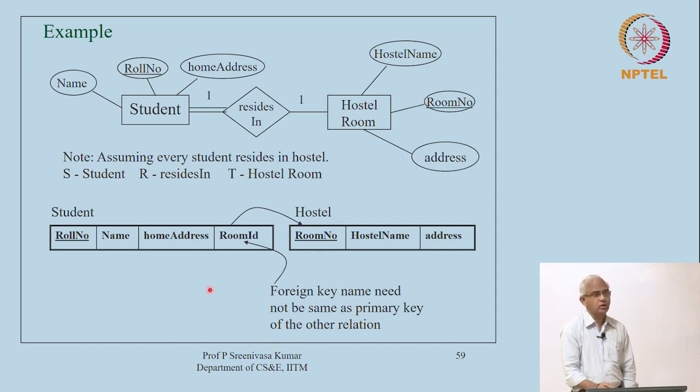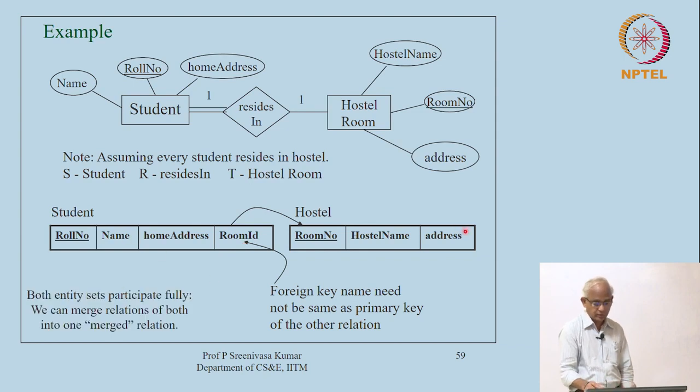Now, we could also go to a little bit of an extreme approach in which we merge these two relations together and put them as one big relation. We could do that in this case because it is a one-to-one relationship, and, let us say, both entities participate fully. This is an important thing. If both entities participate fully, that means every hostel room participates here, saying that it is assigned to some student; no room is vacant. If that is the case, then we can merge these two relations and get one broad, merged relation.